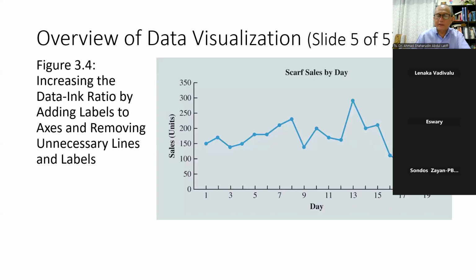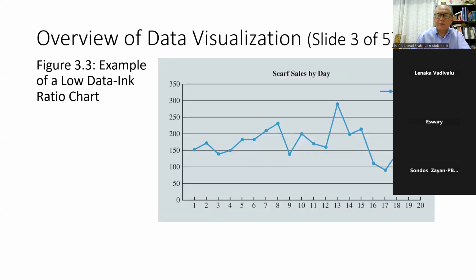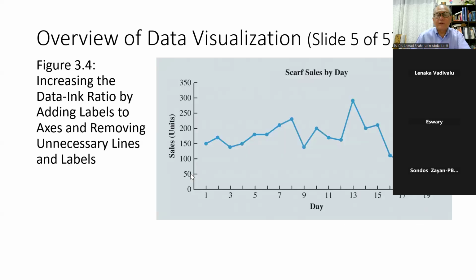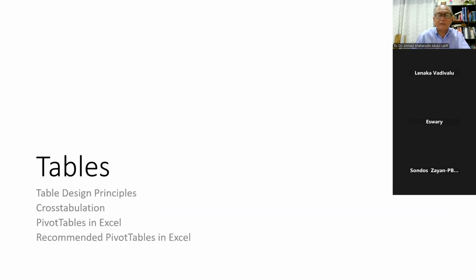A higher data ink ratio means there is more data compared to the ink you put in. So we remove the unnecessary lines and labels. You can see all the numbers here, 1, 2, 3, 4, 5, instead of this. You can skip them and still see the fluctuation. Okay, this is what it means by increasing the data ink ratio.